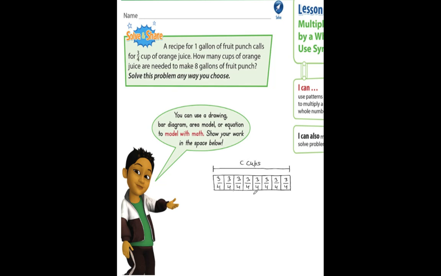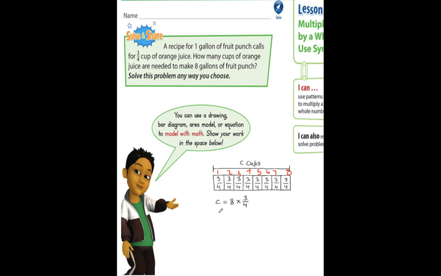All right, so if I have 8 gallons, I need to make 8 gallons, but each gallon takes 3/4. So that's like saying, okay, well, 1 gallon is 3/4. Then I need another gallon that has 3/4. So I'm actually adding 3/4 8 times, right? 1, 2, 3, 4, 5, 6, 7, 8. All right, so I've added it 8 times.